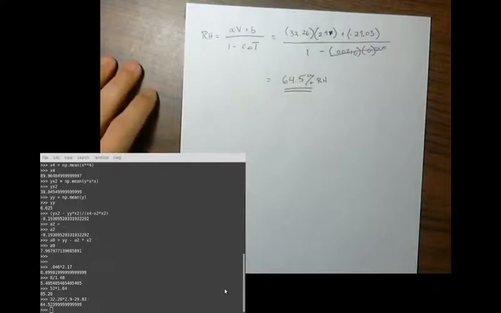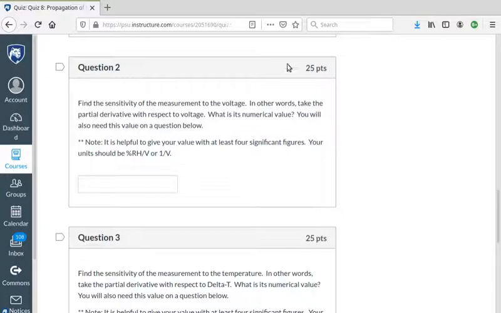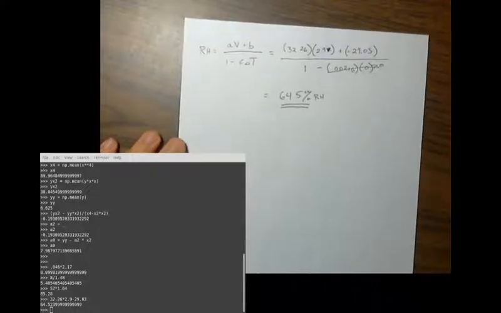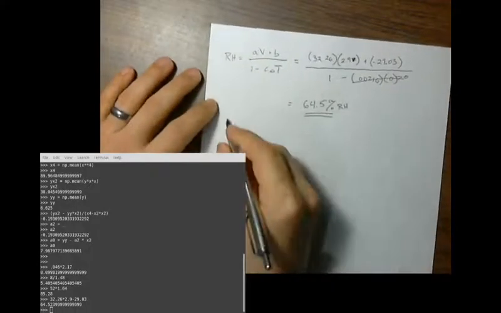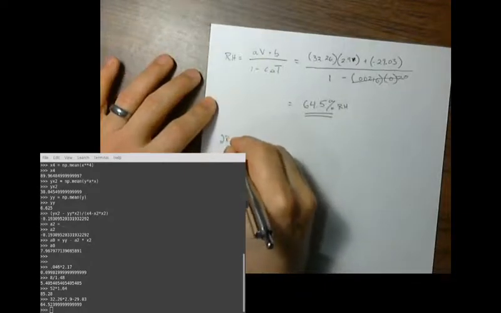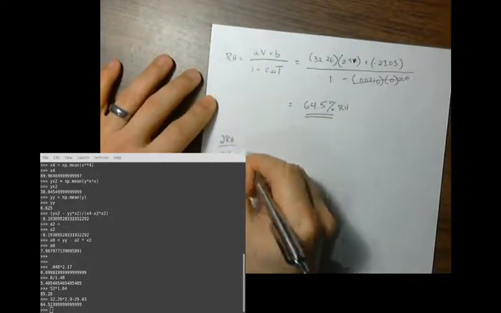All right, so question 2. Let's quickly go back. So we've got the sensor reading, that's the nominal sensor reading. Now, find the sensitivity of the measurement to voltage. So in other words, take the partial derivative. No problem, can do. We need to take the partial derivative of relative humidity with respect to voltage.